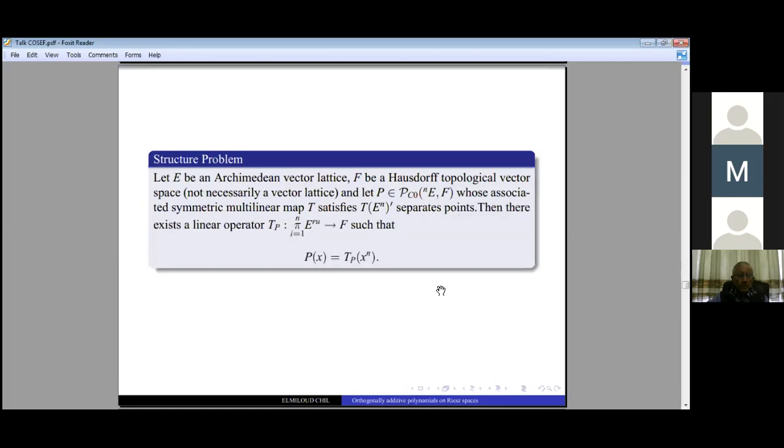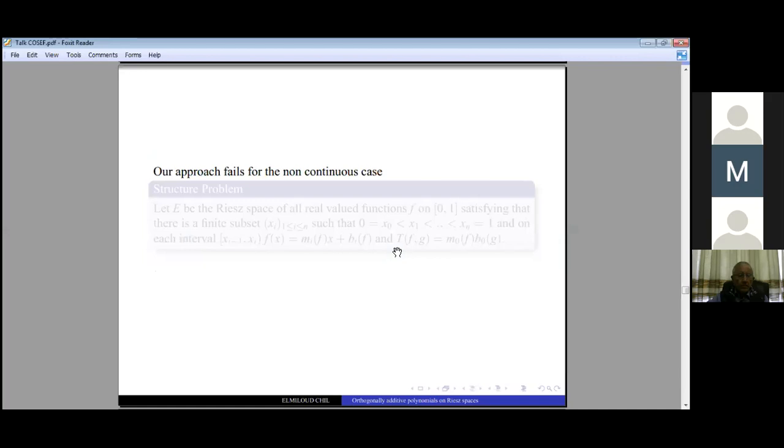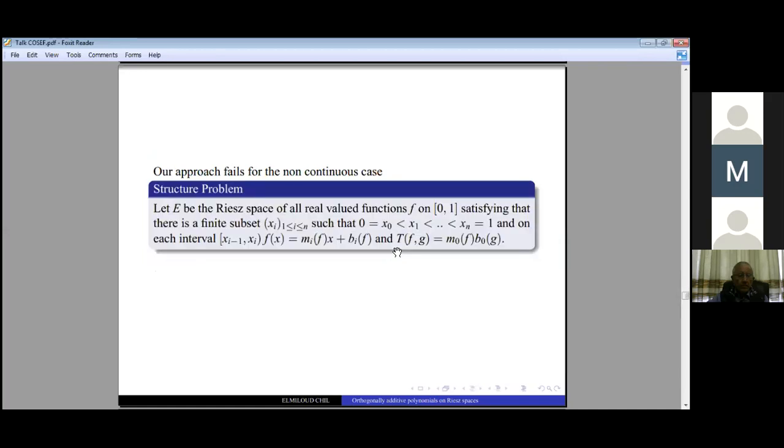So if E is an Archimedean vector lattice and F is a Hausdorff topological vector space, then for every continuous orthogonally additive polynomial, we have this representation theorem: we can represent it via a linear operator. So with this equality, we can linearize every continuous orthogonally additive polynomial. But our approach fails in the non-continuous case. It means that the continuity condition for polynomials is very important to find this representation theorem for continuous orthogonally additive polynomials.